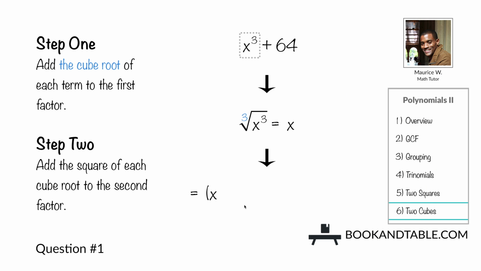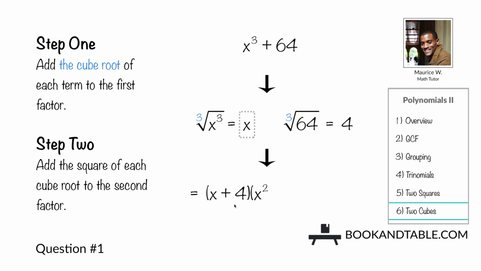Question number 1, we were given x cubed plus 64. Step 1, add the cube root of each term to the first factor. The cube root of x cubed is equal to x, so x is a part of the first factor. Our second term is positive 64. The cube root of 64 is equal to 4. 4 times 4 is 16, times 4 is 64. So 4 is the second term in our first factor. So our first factor is x plus 4.